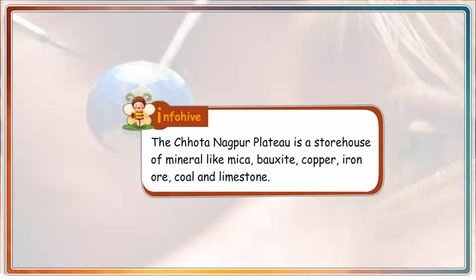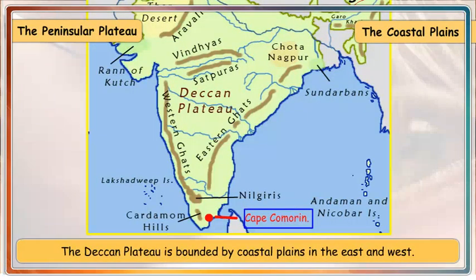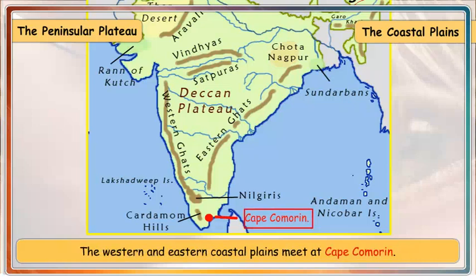Info Hive. The Chota Nagpur Plateau is a storehouse of minerals like mica, bauxite, copper, iron ore, coal and limestone. The coastal plains. The Deccan Plateau is bounded by coastal plains in the east and west. The western and eastern coastal plains meet at Cape Comorin.